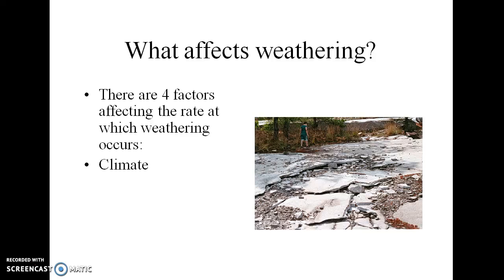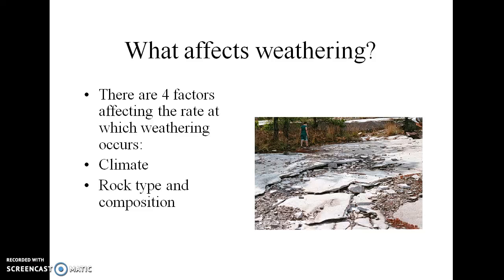So climate is a big one there. If you're in a more arid area, then of course you're going to end up with a physical or mechanical type of weathering. So climate's number one. The second is going to be rock type and composition.